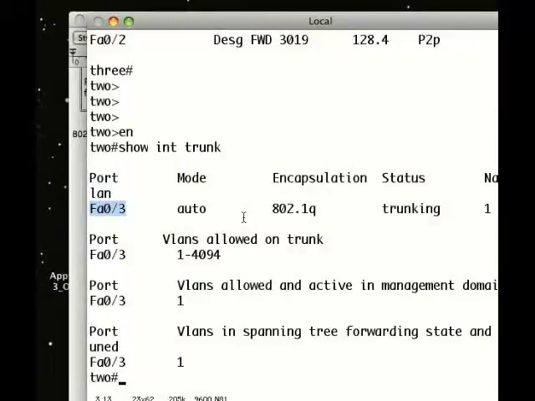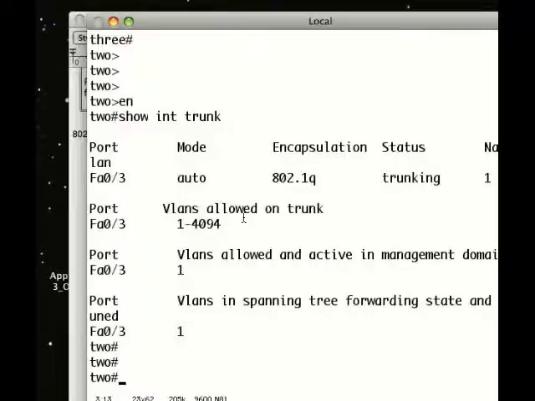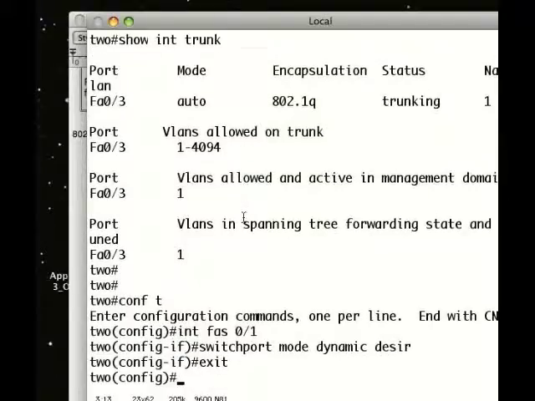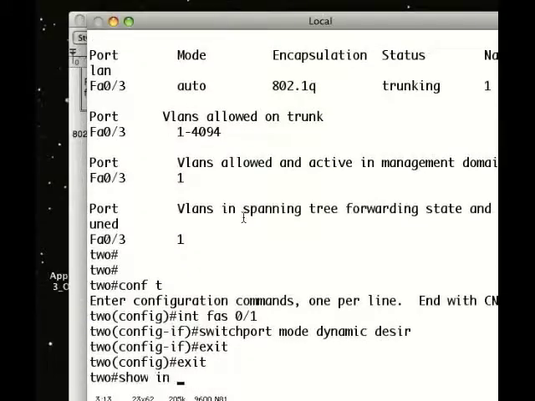So to fix that, conf t, int fast 0/1, switchport mode dynamic desirable. Show int trunk.